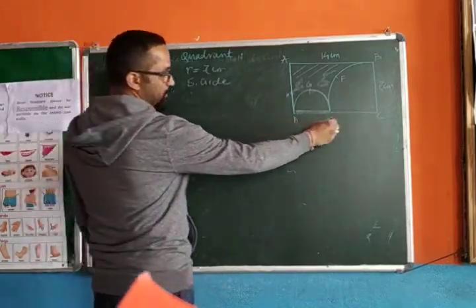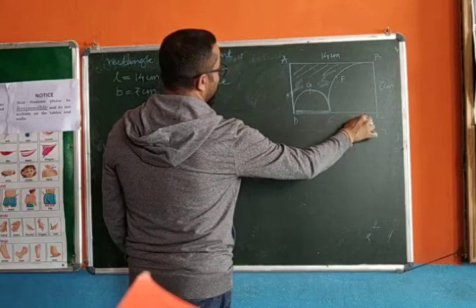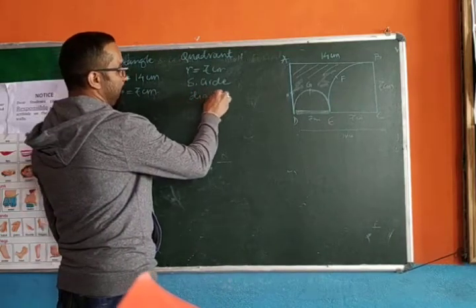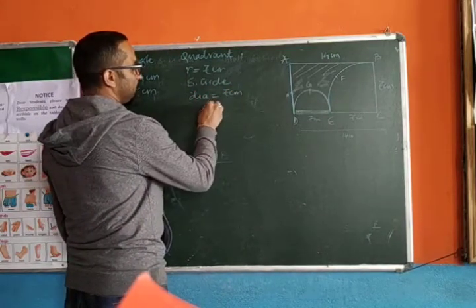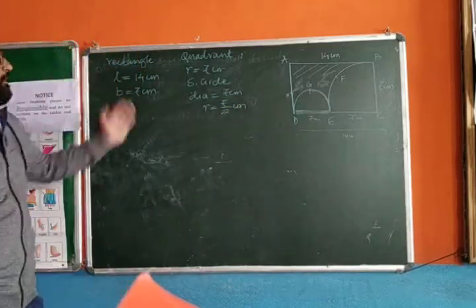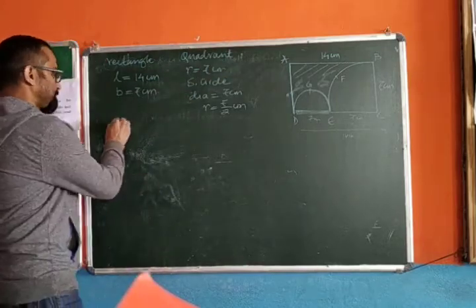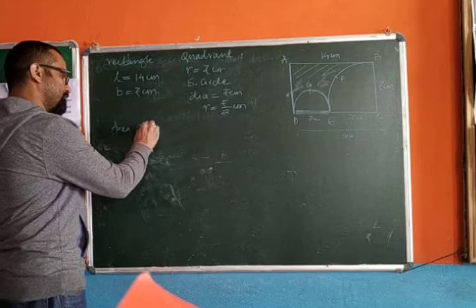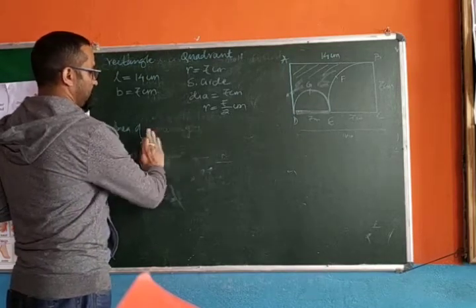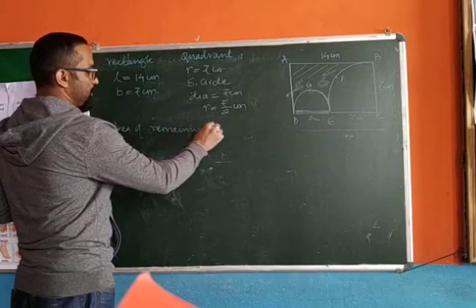So for the semicircle, this entire length is 14. 14 divided into 2 parts, 7, 7. So diameter is 7 centimeter. We calculate the radius: 7 divided by 2 centimeter. You know all the dimensions. Calculate the area of the remaining piece. Area of remaining piece.